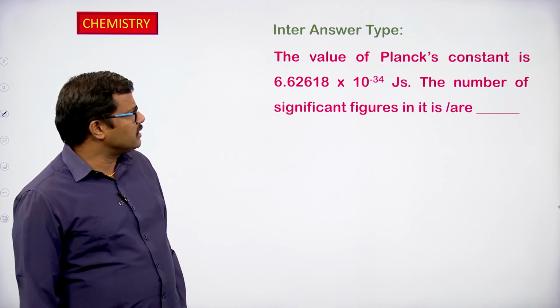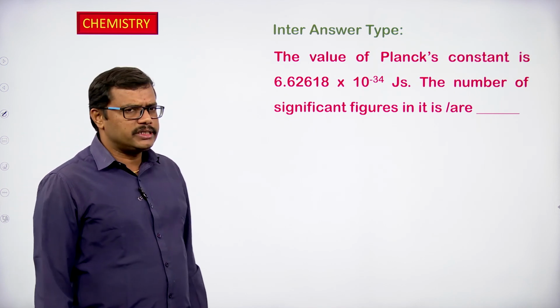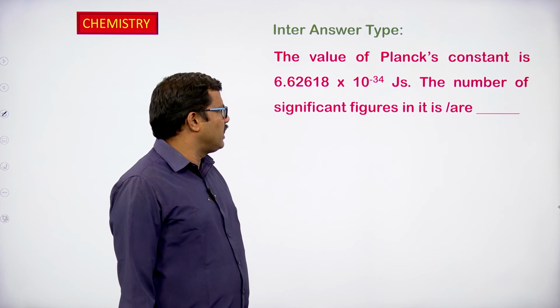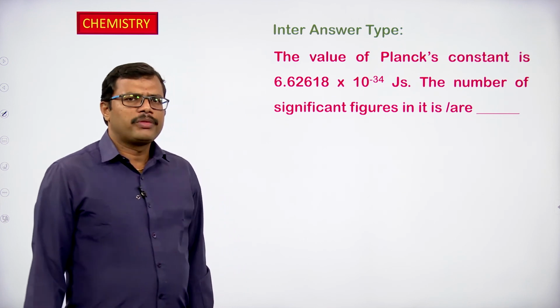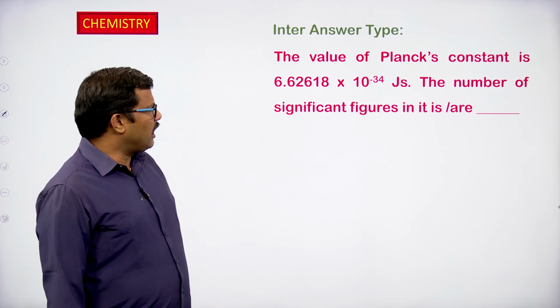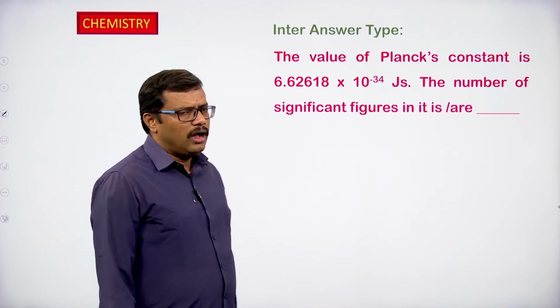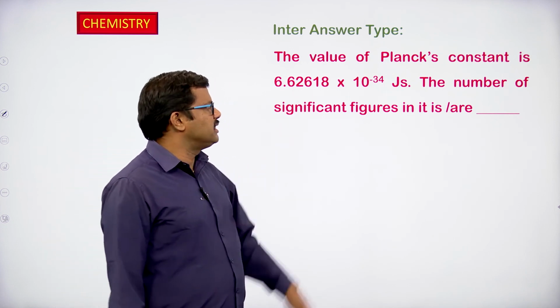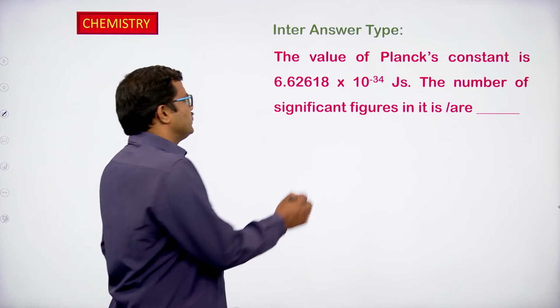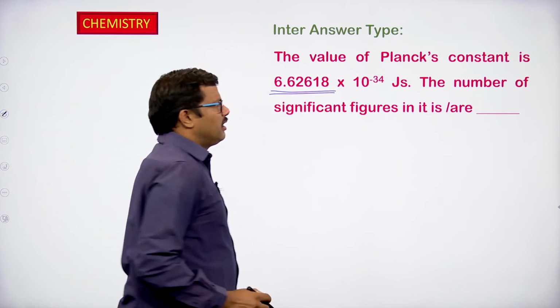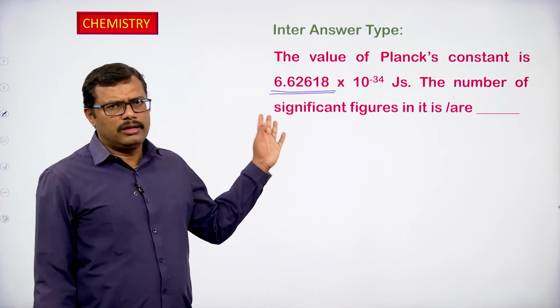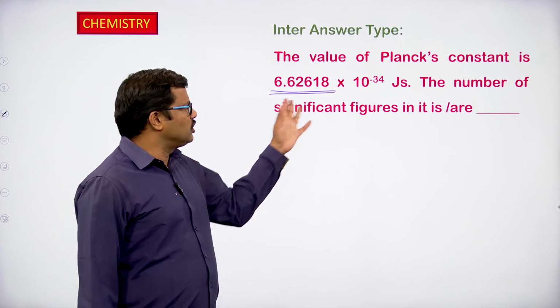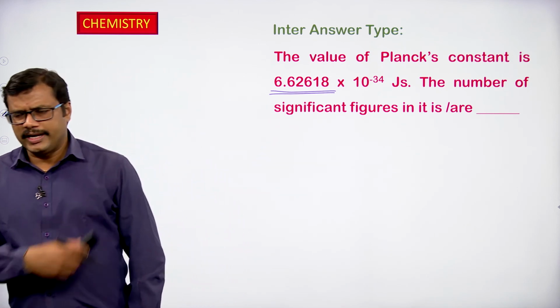The value of Planck's constant is given as 6.62618 into 10 to the power of minus 34 joule second. The number of significant figures in it is, how many significant figures are present in this number? Only look at this number and calculate the number of significant figures available in it. Please tell me the answer for this particular question. Okay, please try it.